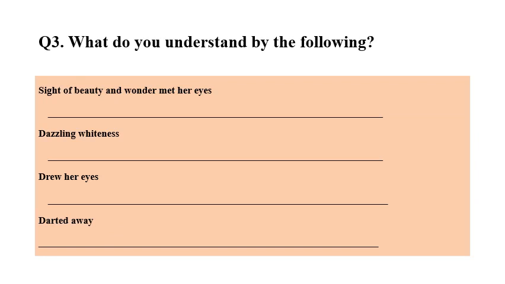Question number 3 is, what do you understand by the following? You can see here there are some words and statements given and you are going to explain them according to the text. These types of questions are called reference to context. It involves an explanation of a quote. For example, providing context includes discussing what leads to the quote, what the quote itself means and what it reveals about the story. Here you can see some words. Sight of beauty and wonder met her eyes. Dazzling whiteness drew her eyes, darted away.